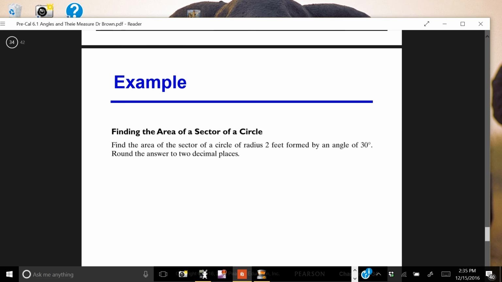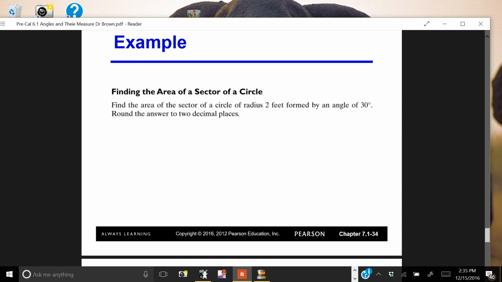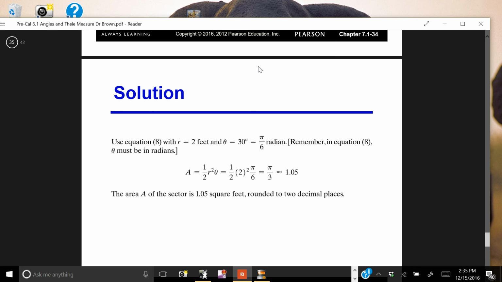So now find the area of a sector of a circle of radius 2 formed by an angle of 30 degrees and round the answer to 2 decimal points. We're going to use the equation A equals 1/2 r squared theta, and go ahead and we'll plug this in on the next page, and we get 1/2 r squared, which is 2 squared, times the angle, which is pi over 6, and this turns out to be pi over 3, which is about 1.05 square feet.